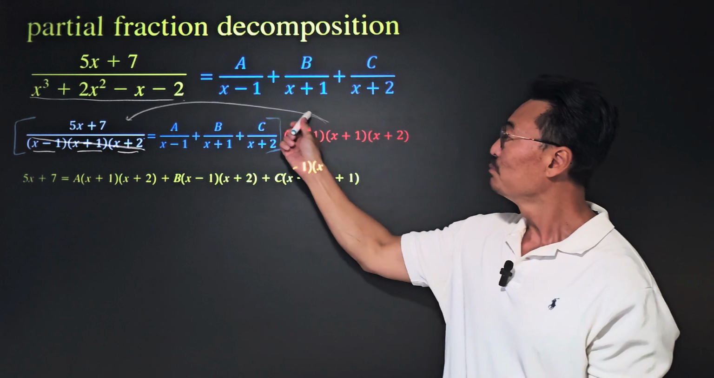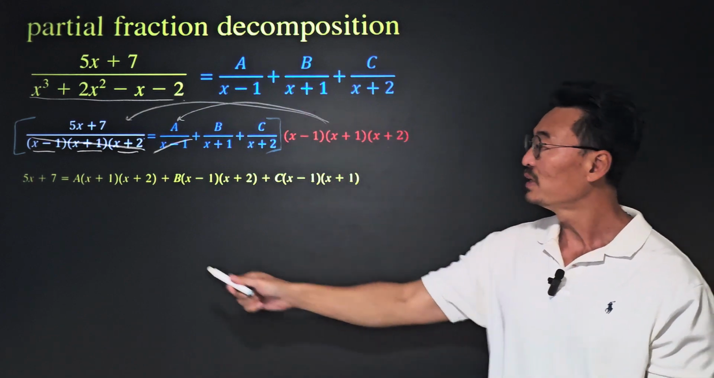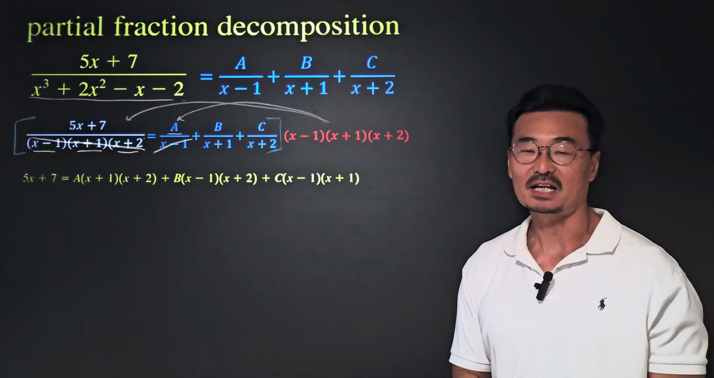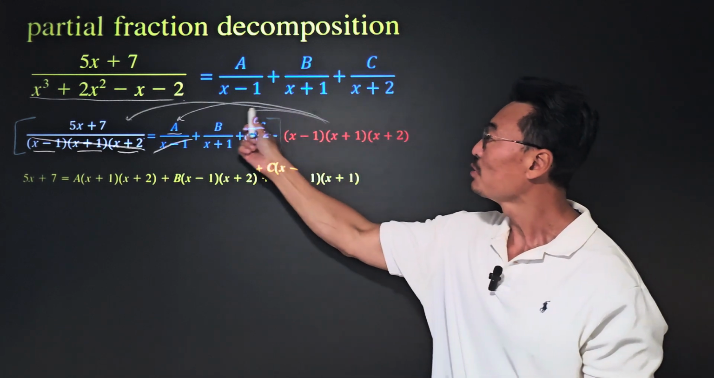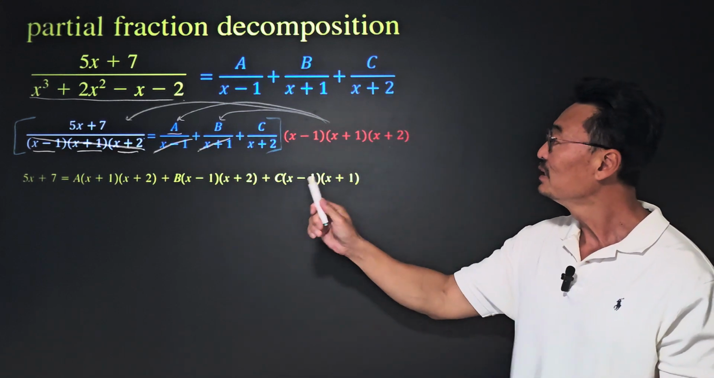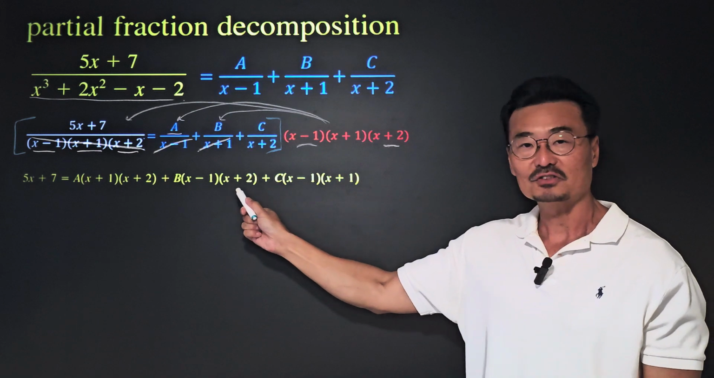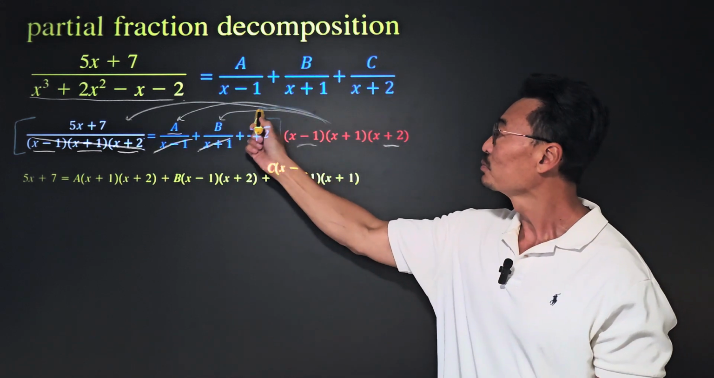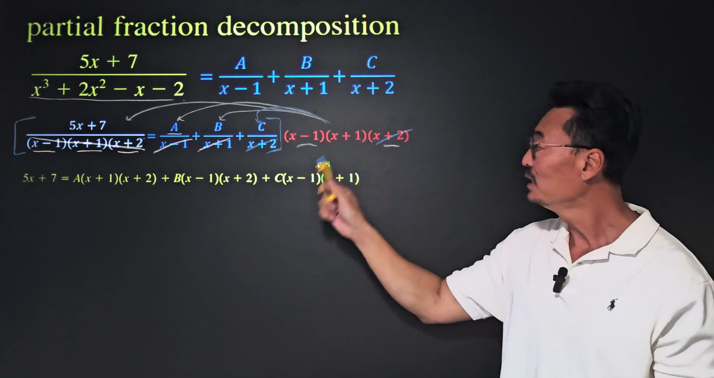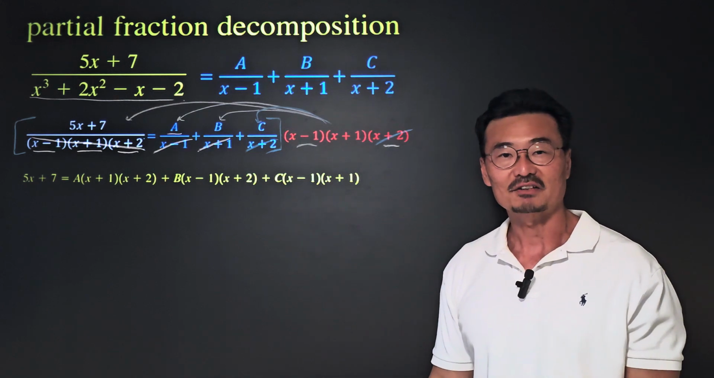Next, if we multiply the first fraction, the x minus 1 gets canceled out, and we're left with A, from the numerator, times x plus 1 times x plus 2. And if we multiply the second fraction, the x plus 1 gets canceled out, and we have B, again from the numerator, times x minus 1 and x plus 2. And finally, for the third fraction, the x plus 2 gets canceled out, and we're left with C times x minus 1 times x plus 1.